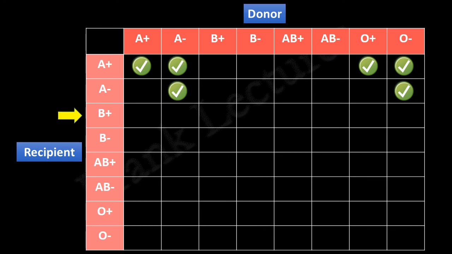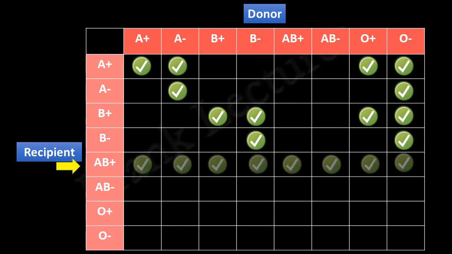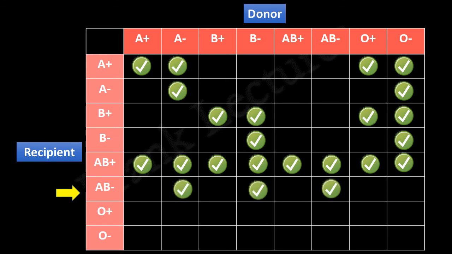B-positive recipients can receive blood from donors of blood type B-positive, B-negative, O-positive and O-negative. B-negative recipients can receive blood from donors of blood type B-negative and O-negative. AB-positive recipients can receive blood from all blood types. AB-negative recipients can receive blood from donors of blood type A-negative, B-negative, AB-negative and O-negative. O-positive recipients can receive blood from O-positive and O-negative donors. O-negative recipient can receive blood from only O-negative donors.